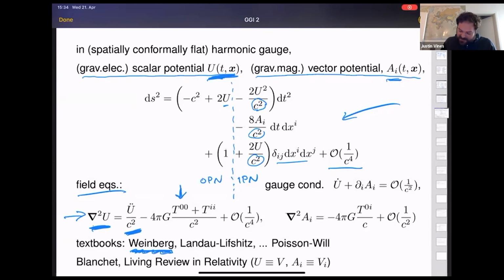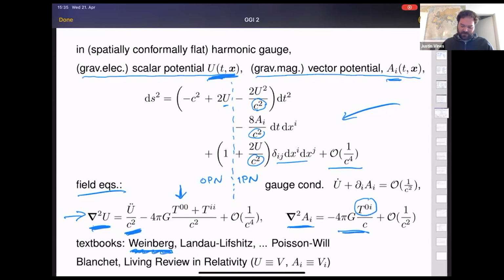And the vector potential satisfies also a Poisson type equation. Its flat spatial Laplacian is given by some source, which is essentially the momentum density at the Newtonian level, really.